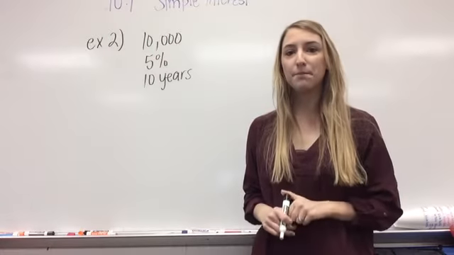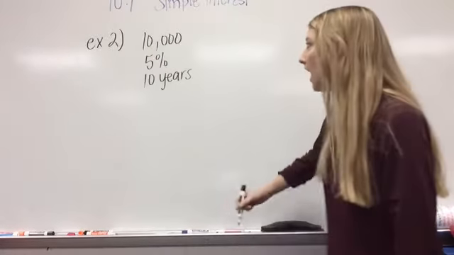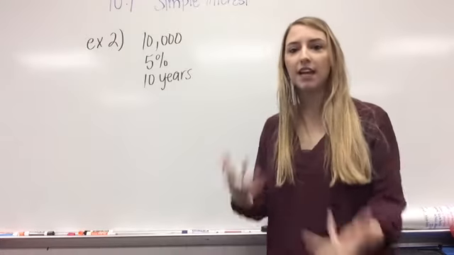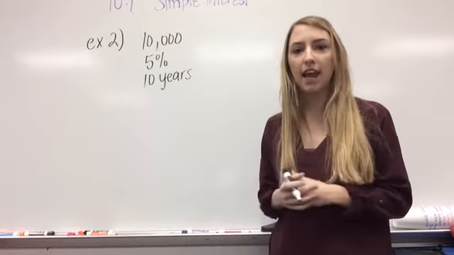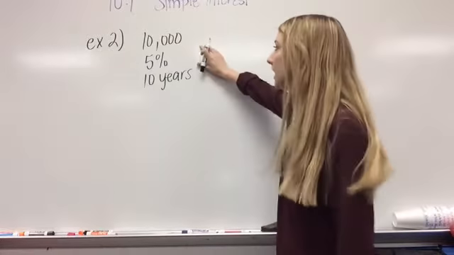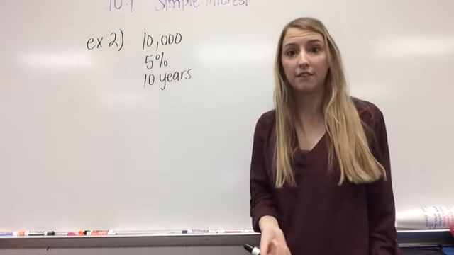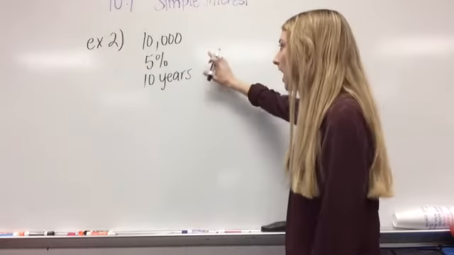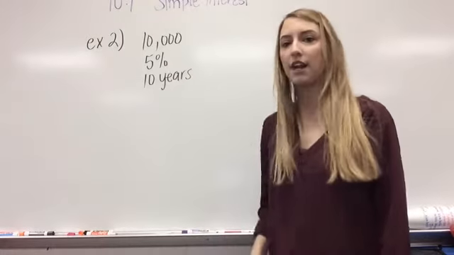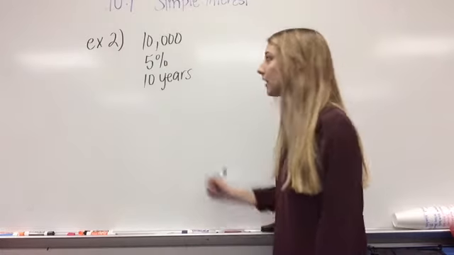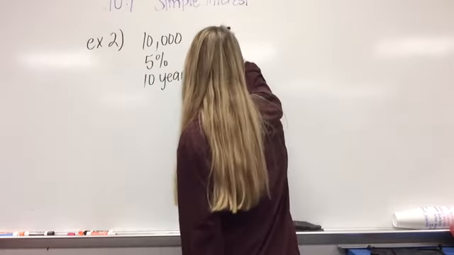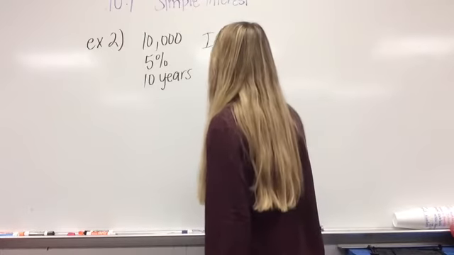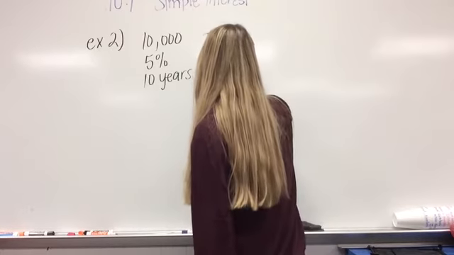All right, this is example number 2. This time, I was given $10,000 as a gift, and I would like to make a wise investment so that I can get some more money out of it. So I'm going to put this in a savings account that earns simple interest for 10 years at an interest rate of 5% per year. So again, I'm using my same formula. I equals PRT. And I'm just plugging in my numbers.